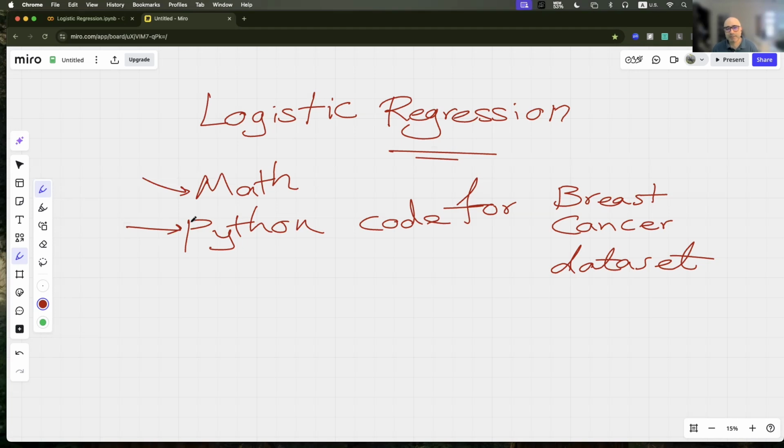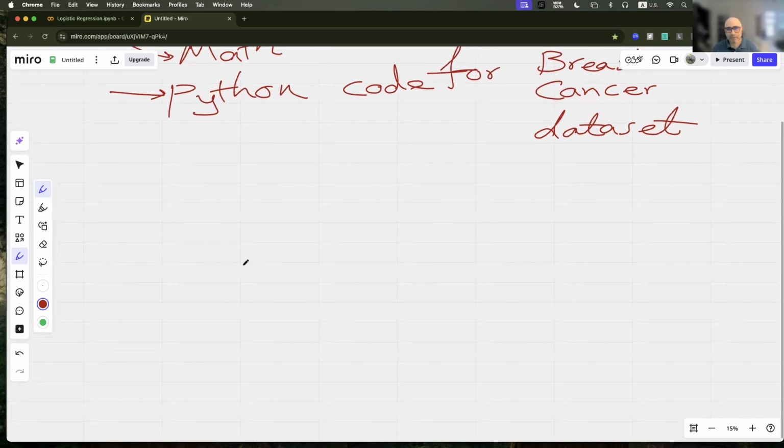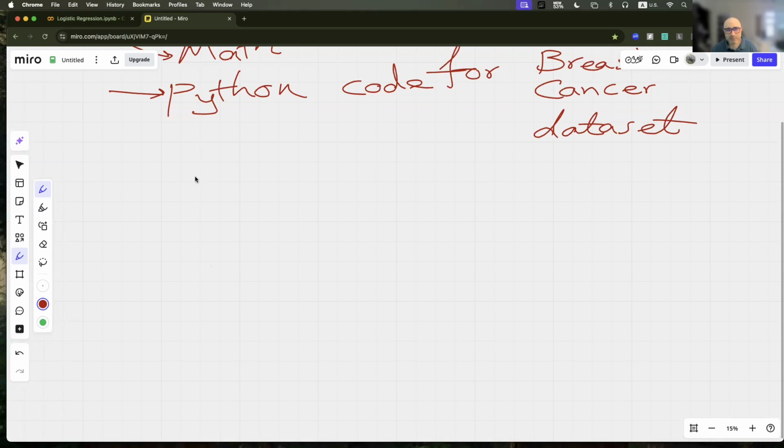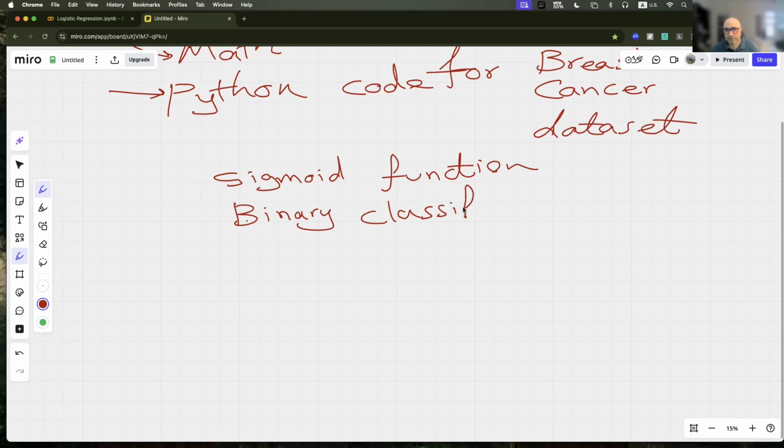All right, so let's start with this model and look into the math behind it. Logistic regression uses a few things. You're going to use the sigmoid function for classification. In this case, we're going to talk about binary classification, which means that you have only two classes.